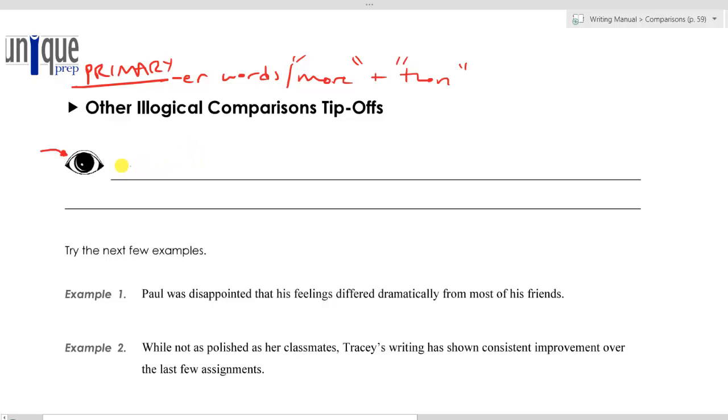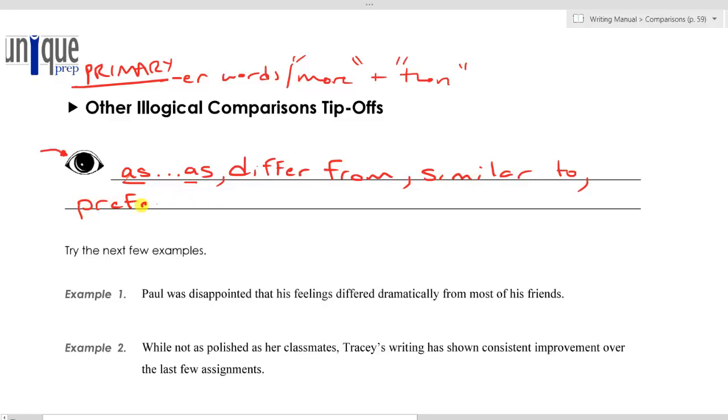So for instance, if we see something like as ... as, we know that a comparison is being made. I am as intelligent as my brother. That's not true. I'm vastly more intelligent than my brother. Just kidding, brother. Just kidding. As would indicate that a comparison is being tested. Differ from, okay, that would indicate that a comparison is being tested. Similar to would indicate that a comparison is being tested.